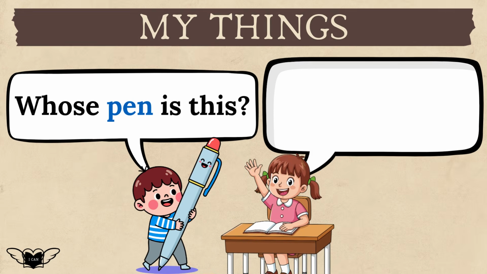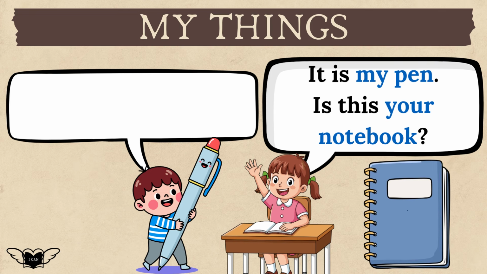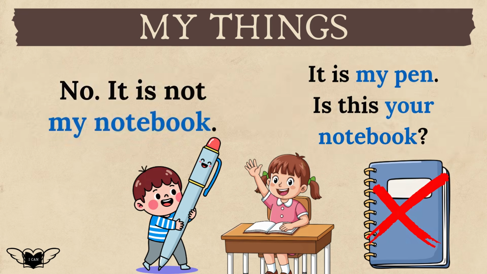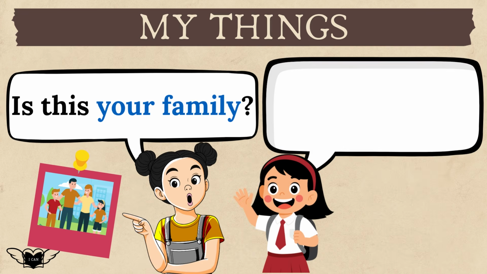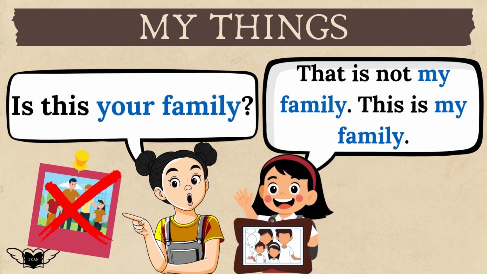Whose pen is this? It is my pen. Is this your notebook? No, it is not my notebook. Is this your family? That is not my family. This is my family.